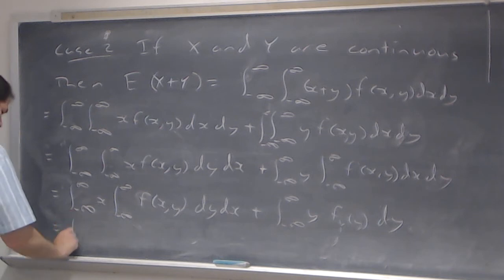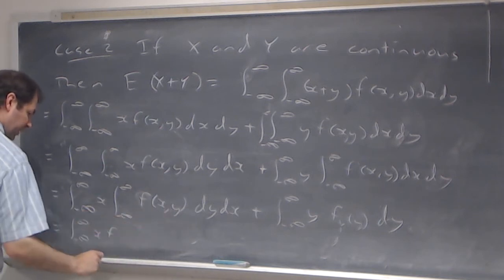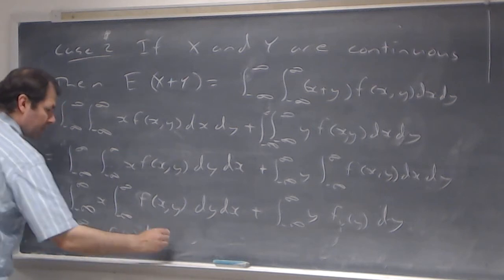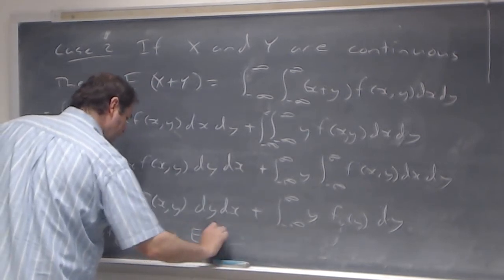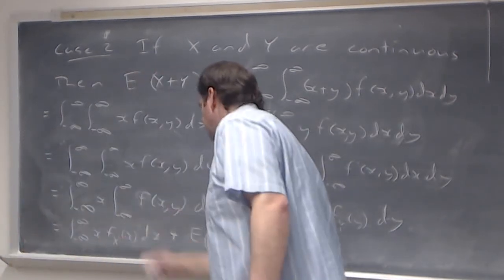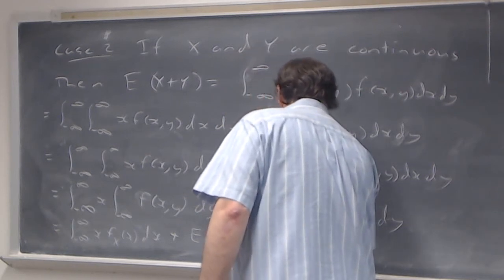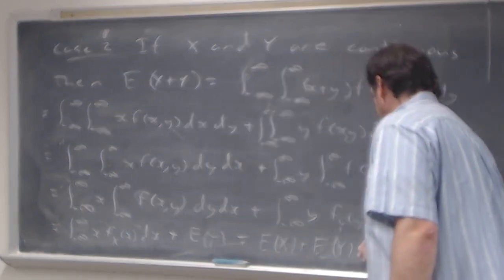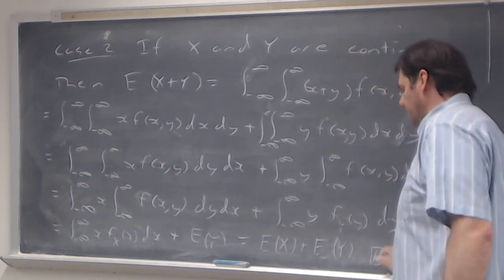This is equal to the integral from minus infinity to infinity of x, and the inner integral here is f sub x of x dx. Plus, if you look at the single integral here, this is the expected value of y. And if we go back and look at this first integral here, that's the expected value of x. And so in all possible cases, we get the expected value of x plus y is equal to the expected value of x plus the expected value of y. And so that's the proof.